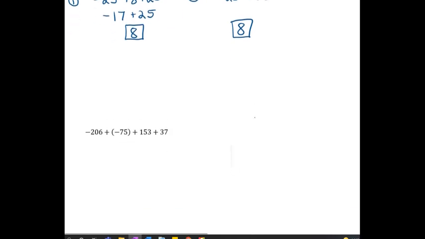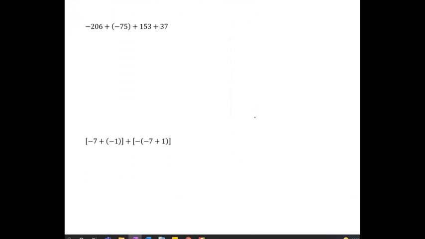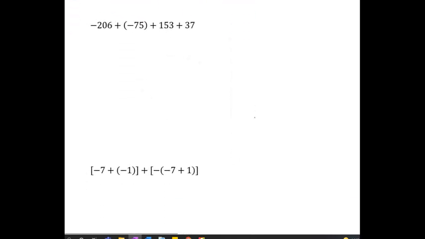All right, let's move on to another example. Again, I'm going to show this one going from left to right, negative 206 and negative 75. We might need to take out our calculators for that, but that's going to be negative 281.